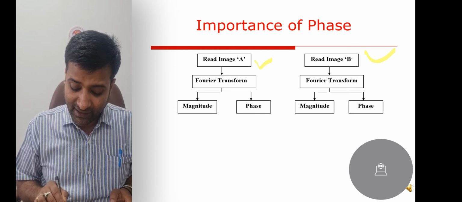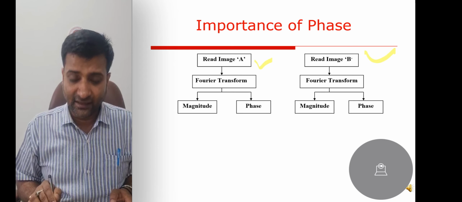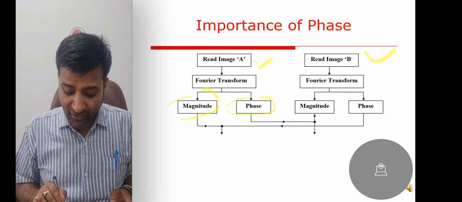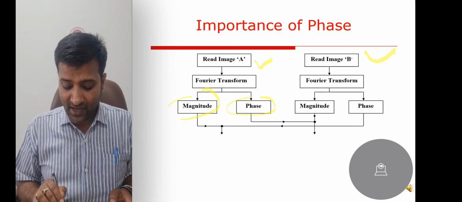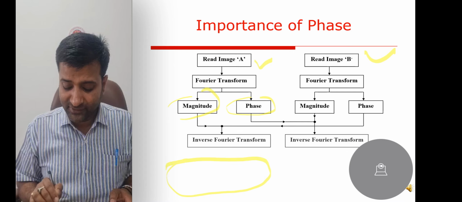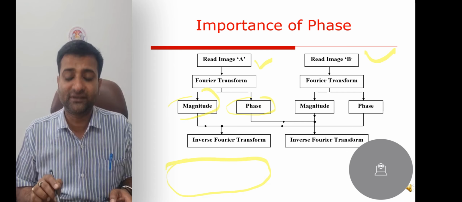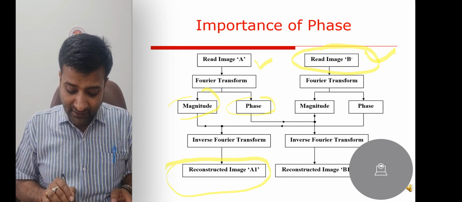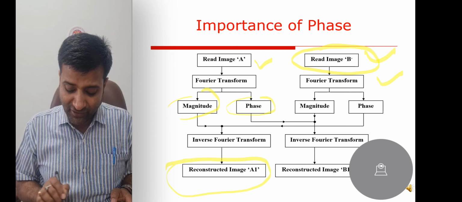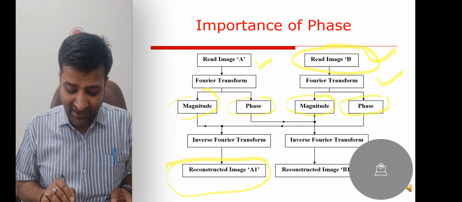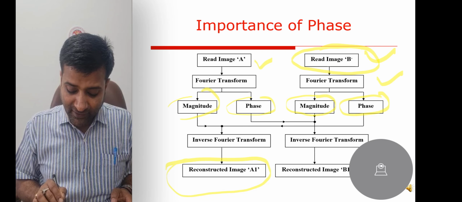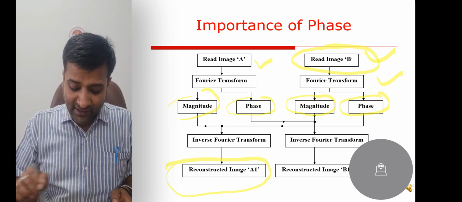A similar process is applied to image B: take the Fourier transform of this image, calculate the magnitude and phase characteristics, and then take the inverse Fourier transform to reconstruct image B. Here we take a cross combination: the magnitude of image A combined with the phase of image B, and the magnitude of B with the phase of A, to show the importance of phase.